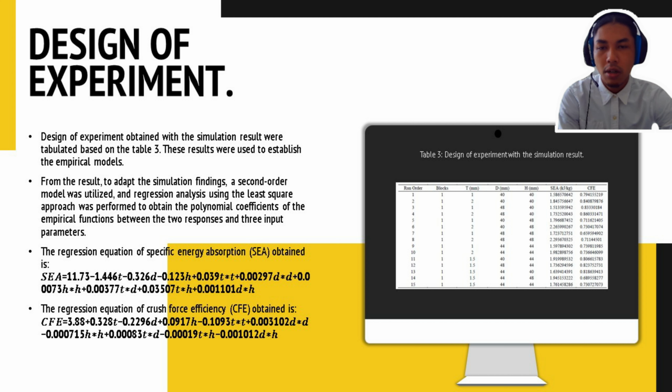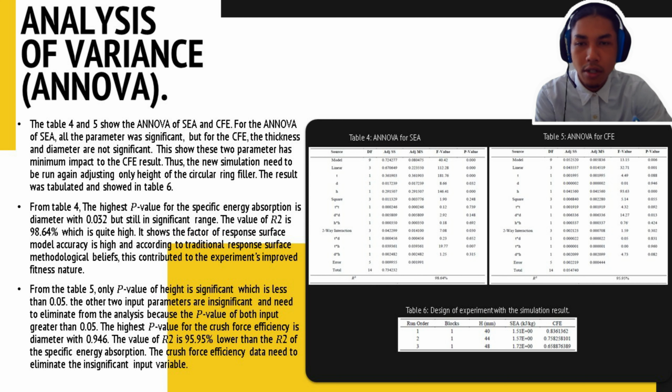From the result, to adapt the simulation finding, a second-order model was utilized and a regression analysis using a least square approach was performed to obtain the polynomial coefficient of the empirical function between the two responses and the three input parameters. The regression equation of SEA obtained is this, and the regression equation of cross-force efficiency obtained is shown below. Analysis of variance, ANOVA.